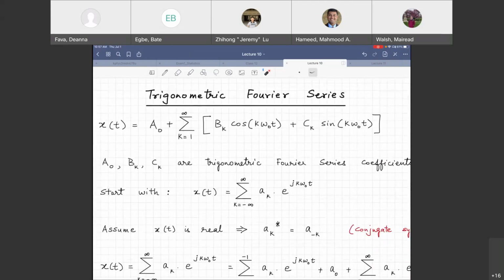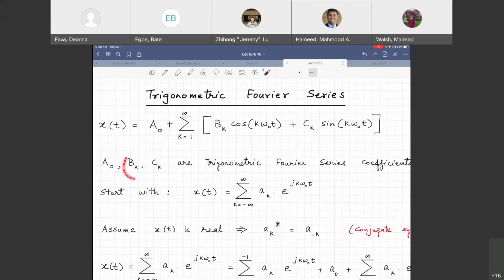Earlier you just had small a sub k as exponential Fourier series coefficients. Now you have three different ones. A sub 0, that's a trigonometric Fourier series coefficient. Can I say that that's a DC value in my signal? DC value of a cosine, 0. DC value of a sine, 0. So that's A sub 0. That is the only term that is capturing the DC value of x of t. So A sub 0 continues to be the DC term.